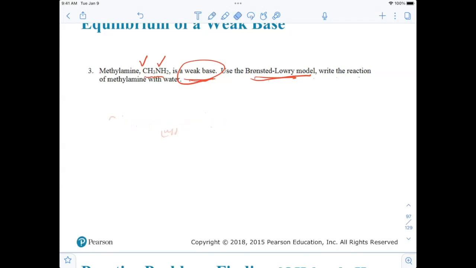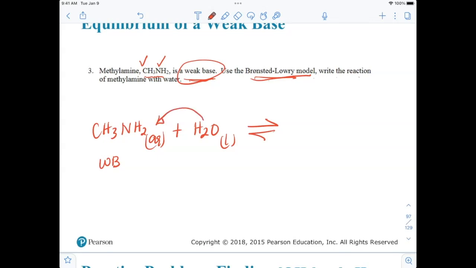Okay. So let's do this over right here. CH3NH2 is our weak base, aqueous, plus water, liquid. And then we have our equilibrium arrow. And then remember, this is the weak base, and the base is the taker of the proton or the acceptor of the proton. So it's going to take the proton from here.